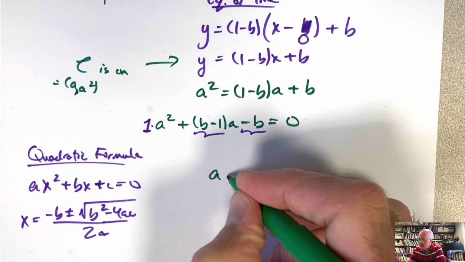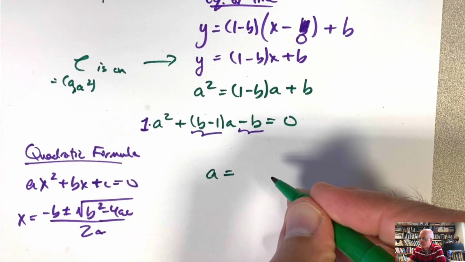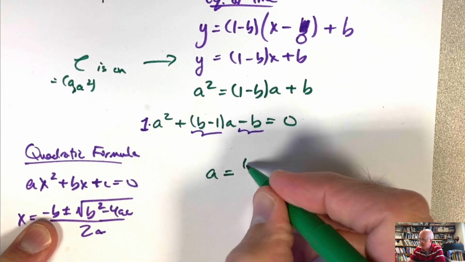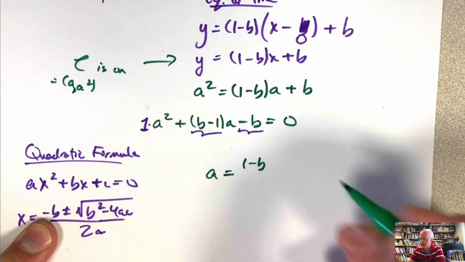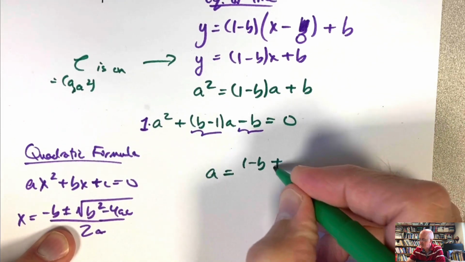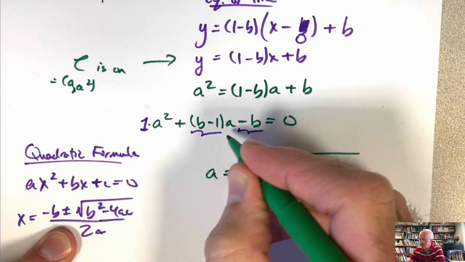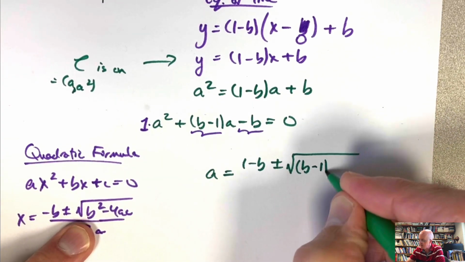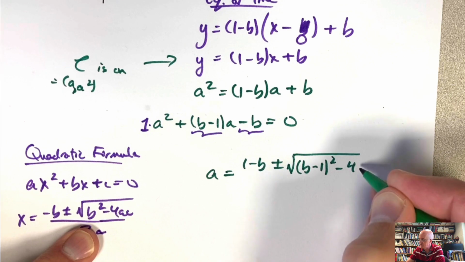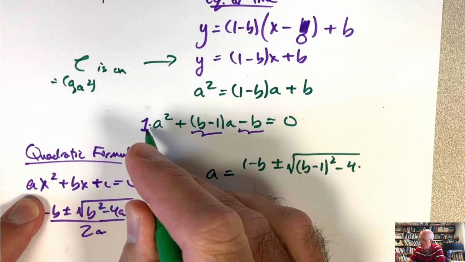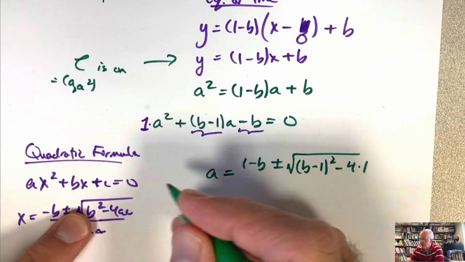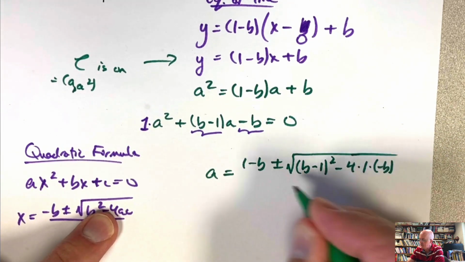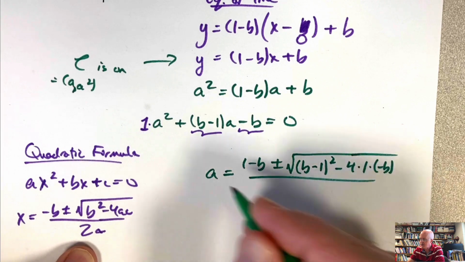So applying the quadratic formula to solve for a, negative b means negative of this thing, which means 1 minus b, if I negate that, plus or minus square root of this thing squared, that's playing the role of b, it's got to be squared, b minus 1 squared, minus 4, what's playing the role of the a there, it's a 1 times 1. What's playing the role of the c there, it's a negative b. All over 2a, 2 times 1.